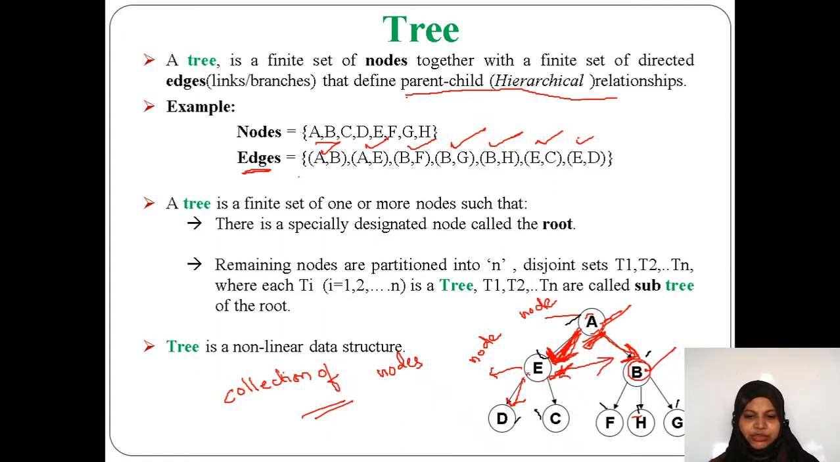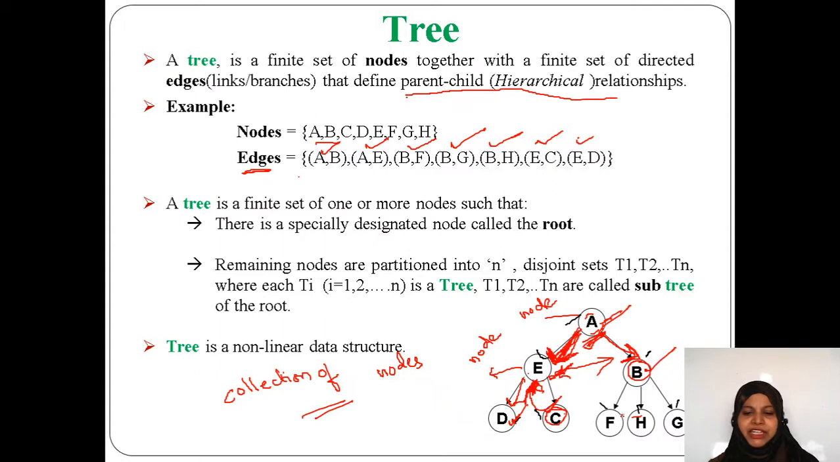Here, see here, for this node E, D is the child node and C is the child node. Here for this C node, which one is the parent node? Direct parent is E.